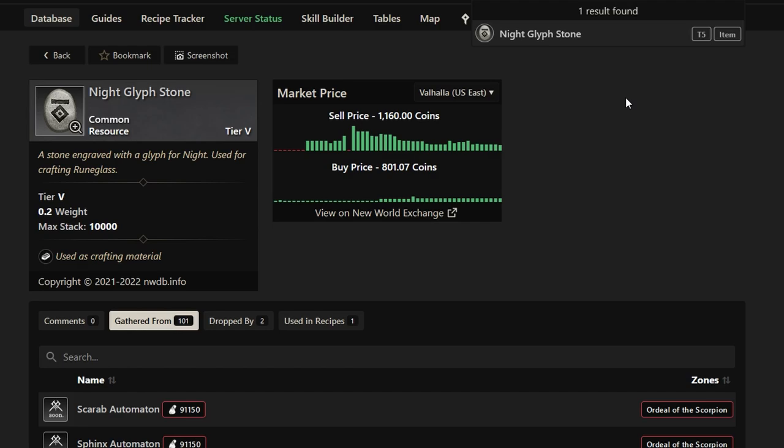And one thing I'll note is most of these are going to be kind of similar across servers. But if you see one that's worth a lot of money and I say you should farm here, definitely check on your server before you start farming.